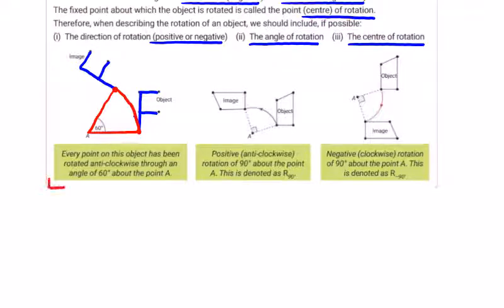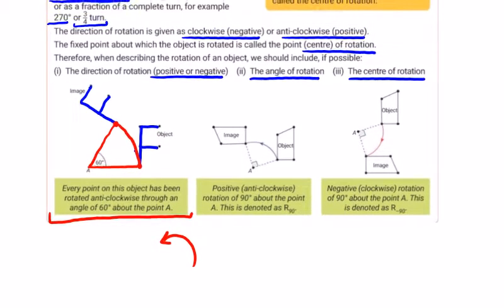You can see in this first example, every point has been rotated anti-clockwise. It's going in this direction, and we said anti-clockwise was positive, through an angle of 60 degrees about a point A. So here's my point A, and here's my 60 degrees, just to see it a bit clearer.